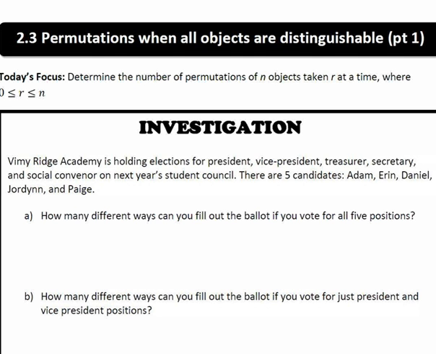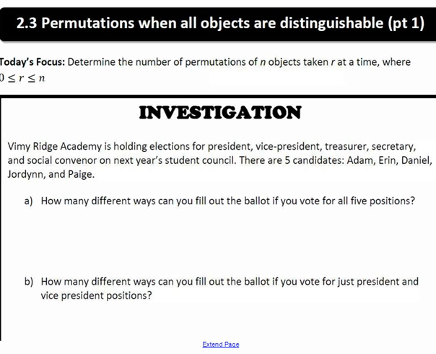we're going to take a little field trip to Vimy Ridge Academy. And they're having an election. Yes, an election for next year's student council. All right? And there are 5 wannabes. There are 5 people that think they have a shot at this. All right? And look at the 5 positions that are up for grabs. What are they? Well, president, vice president, treasurer, secretary, and social convener.